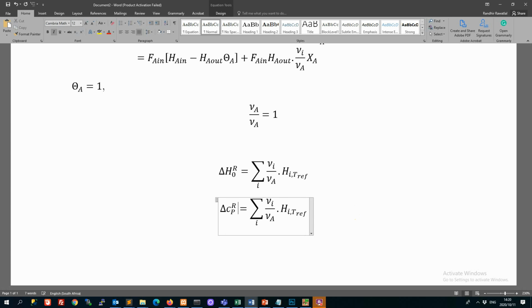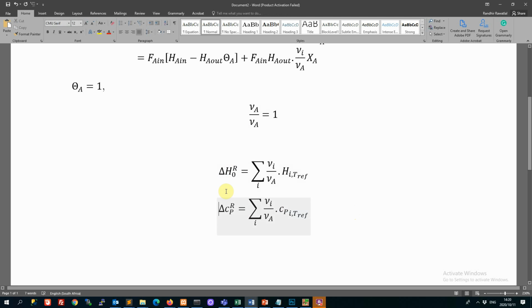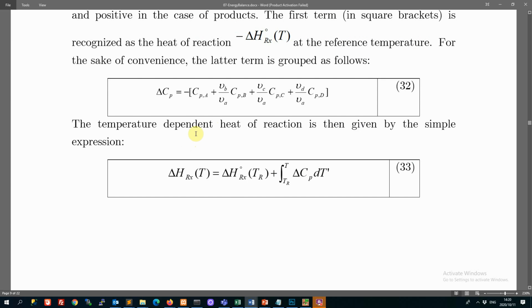So this is all specific to that reaction, because of course these stoichiometric coefficients are specific to the reaction that we are talking about. And then we just take the heat capacity of each of the species there. Right, so that's how you get these delta values.